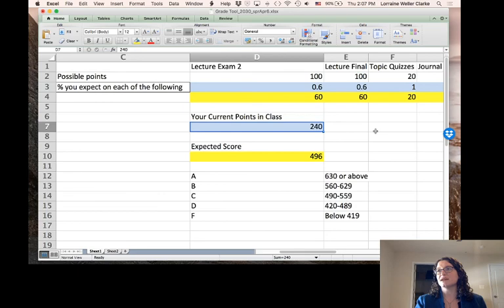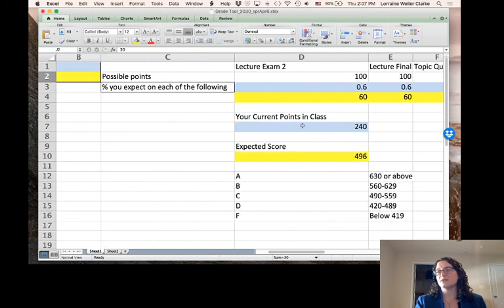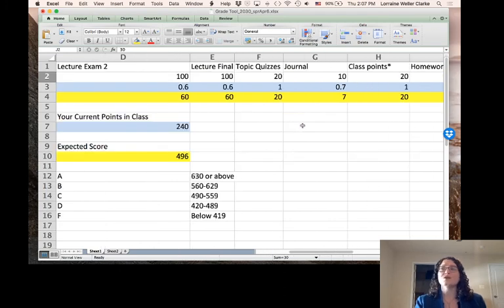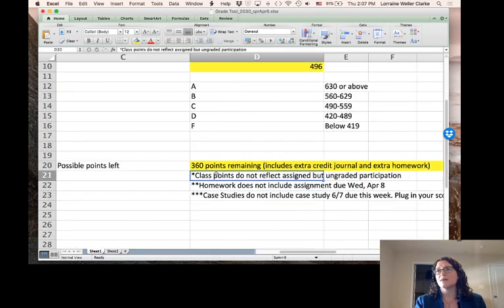Now, I'm going to note that the case studies here, this 30 points, that doesn't include the one that was due yesterday. Again, if you turned in late, I didn't grade it yet. So if it's not graded, you can either assume what you're going to get. But the idea is that the class points don't reflect assigned but ungraded participation. If you did some of the participation parts, but I haven't graded it yet, I think I graded most of them, but that would add to your score once I'm done grading it. Similarly, I didn't put in the assignment due on Wednesday, but that doesn't matter because it was due yesterday. So whatever you have now is your final score for that. And the case studies do not include case study 6 and 7 due this week.